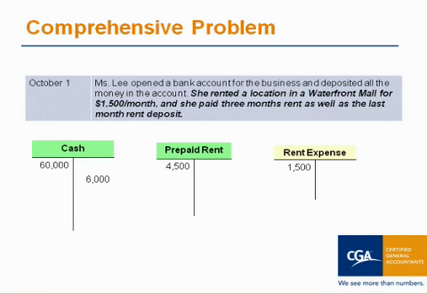Also on October 1st, we're told that Leslie rented a location in a waterfront mall for $1,500 a month, and she paid 3 months worth of rent, as well as the last month rent deposit.